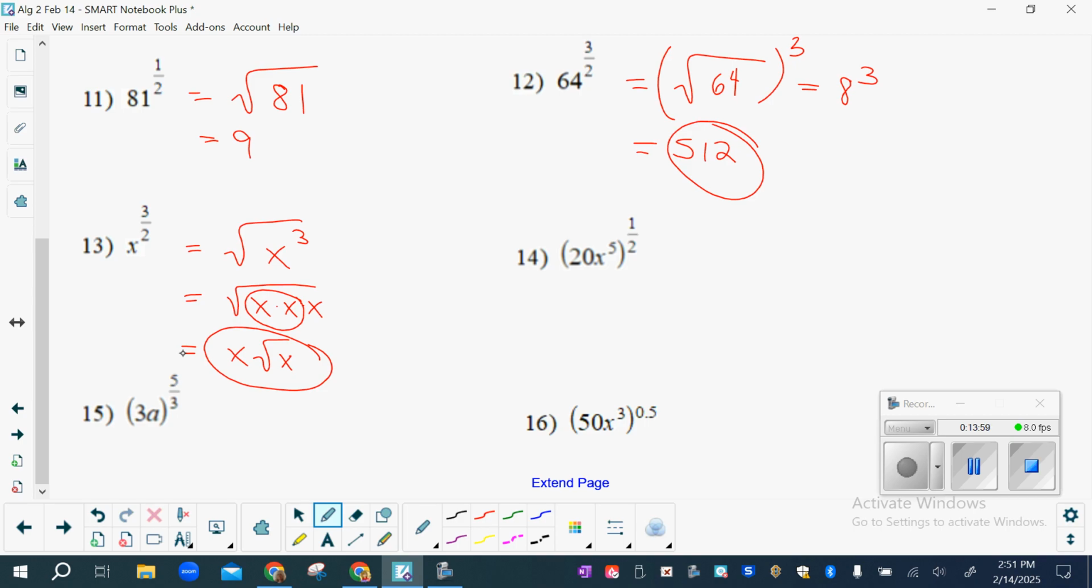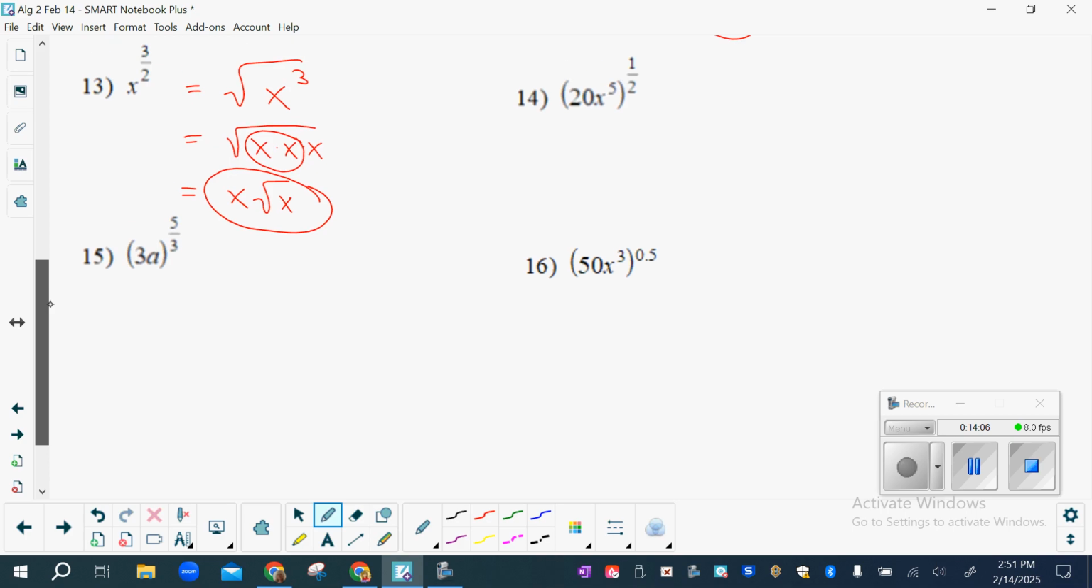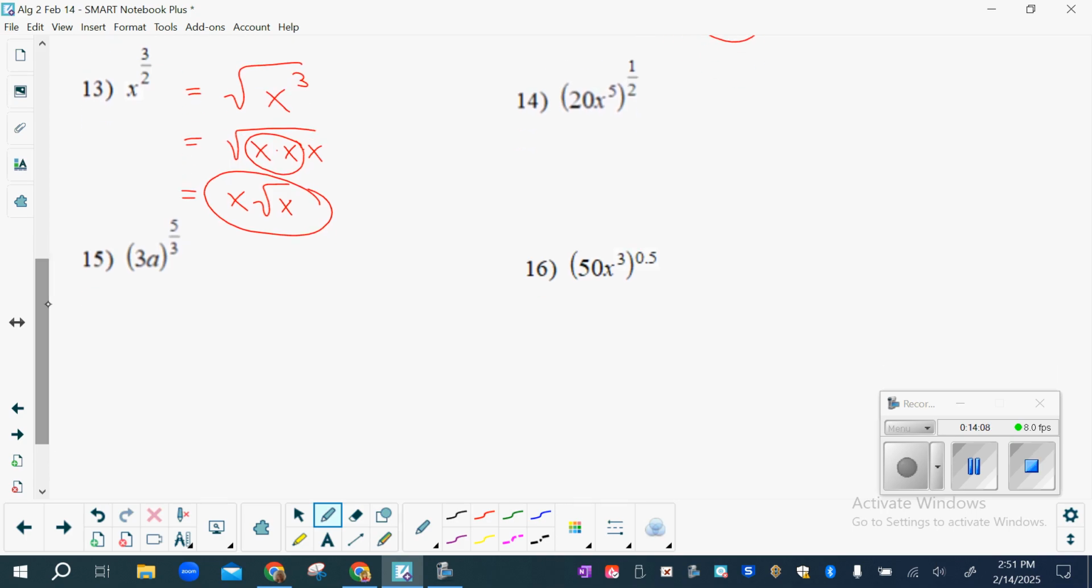Okay, let's do number 14. Write it in radical form for me. Tell me how to rewrite this in radical form. Yep, square root of 20x to the 5th, and now we need to simplify it.